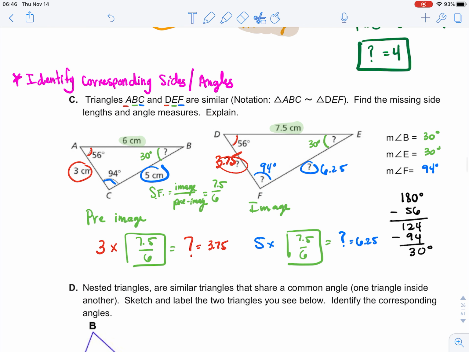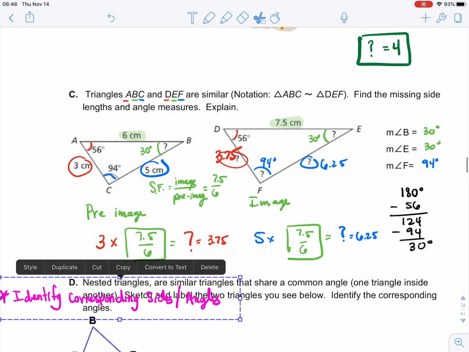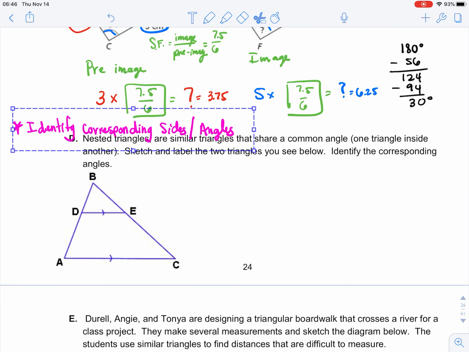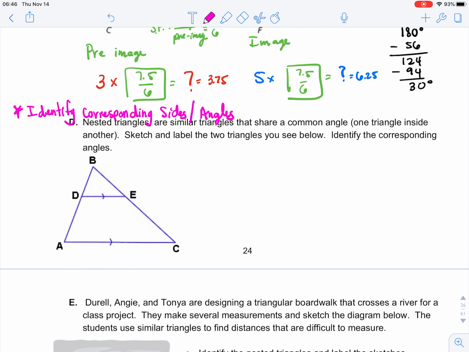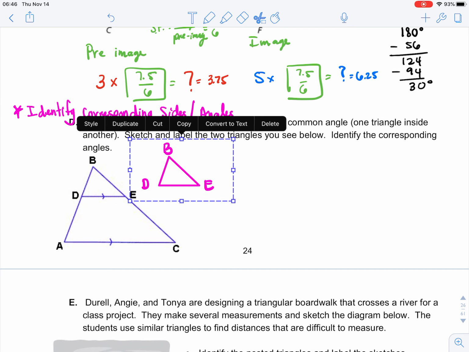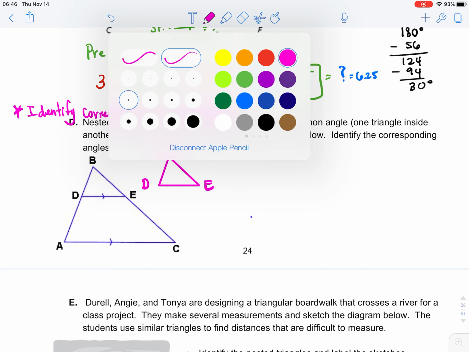Again, I'm going to move this down because this is important to know. You should always find corresponding sides and angles. Nested triangles are a little bit trickier. There are two triangles here. There's this triangle, and I'm going to trace it because I can. That's one triangle, and we know the side lengths of those are B, D, and E. There's our first triangle. I forgot part of it. All right, there's our first triangle, and here's our second triangle.